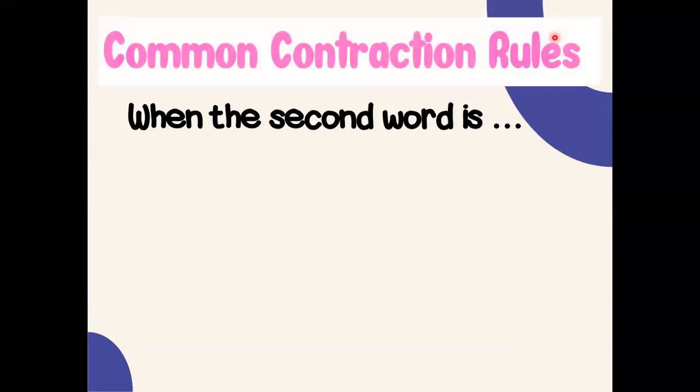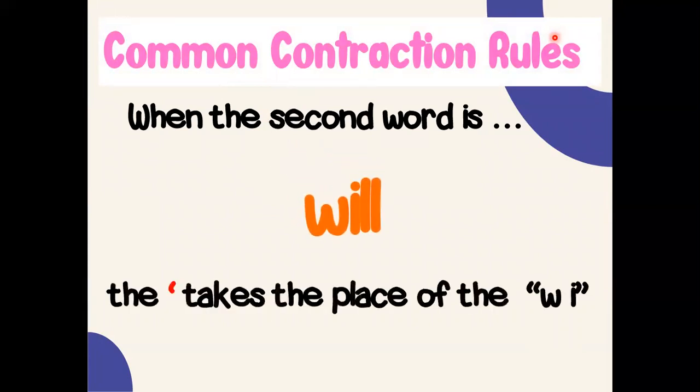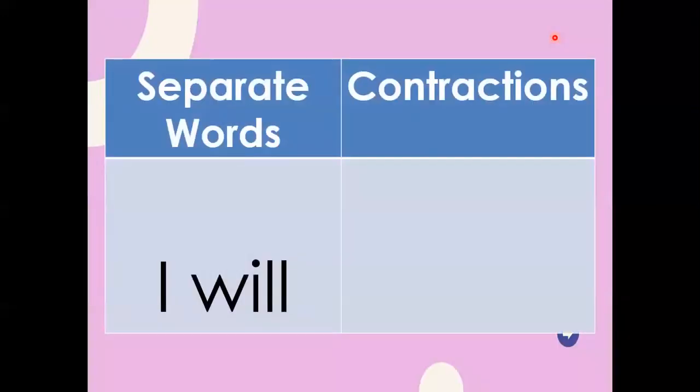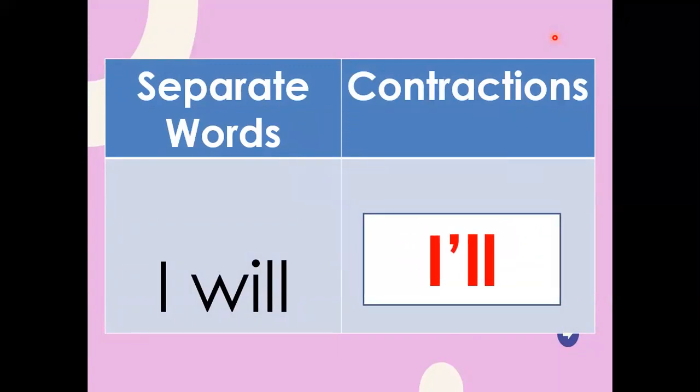Another contraction rule, when the second word is will, the apostrophe takes the place of the W and I. Again, like the word have, you're going to omit two letters here, which are W and I. So example, I will becomes I'll. What did we do? What letters did we omit? Yes, we omitted the W and I, and it transformed into an apostrophe. Very good.